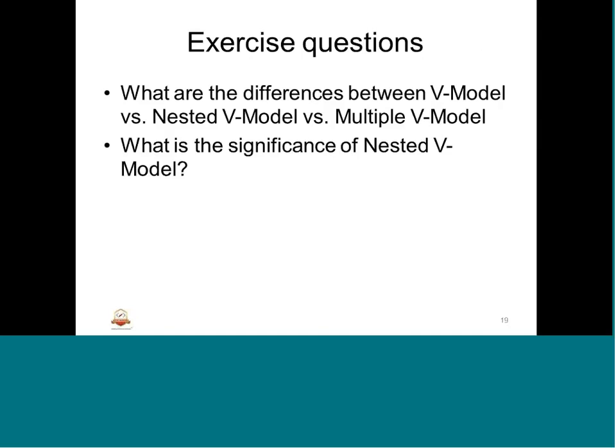Okay, so we have a couple of questions for this session. What are the differences between V model versus nested V model and multiple V model? So list out the differences between a V model, a multiple V model, and a nested V model. What is the significance of the nested V model? So why do we need it? We have discussed this. Please answer these questions. So that is about this session. Next session we will see the next aspects of software testing.